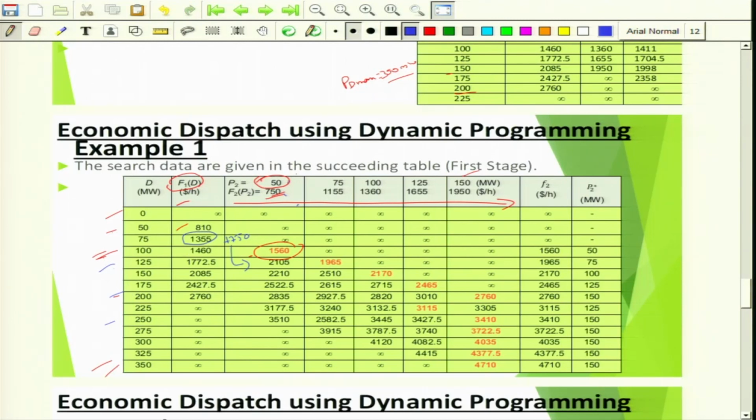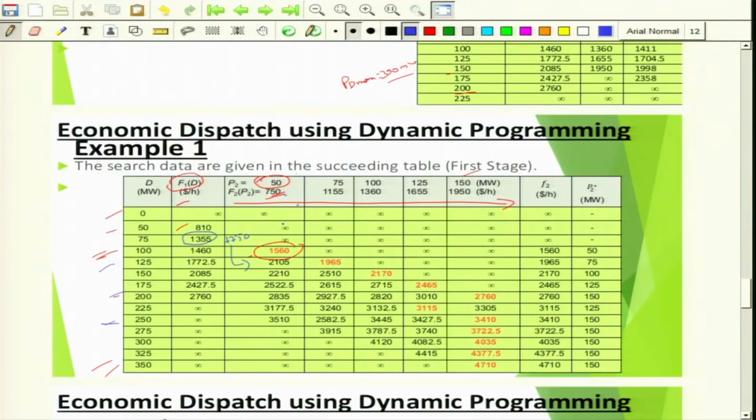So 200 plus 250, 200 plus 50, 250 is the maximum value that you get with the combination of generator 1 and generator 2, beyond which, even if you operate P2 at 50, there is no generation available from generator 1 to support, let us say, 275 megawatt or 300 megawatt of generation. You understand this point? Now you get these values entered here.